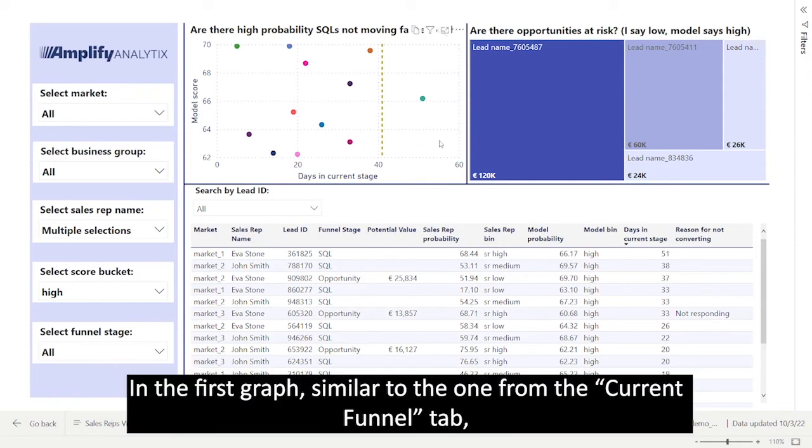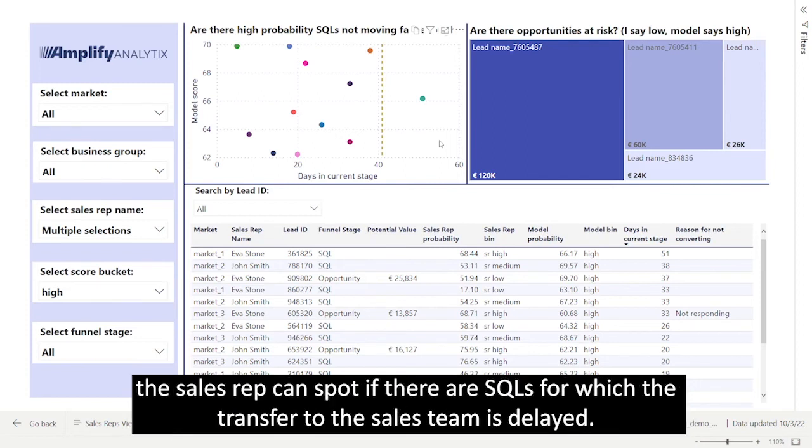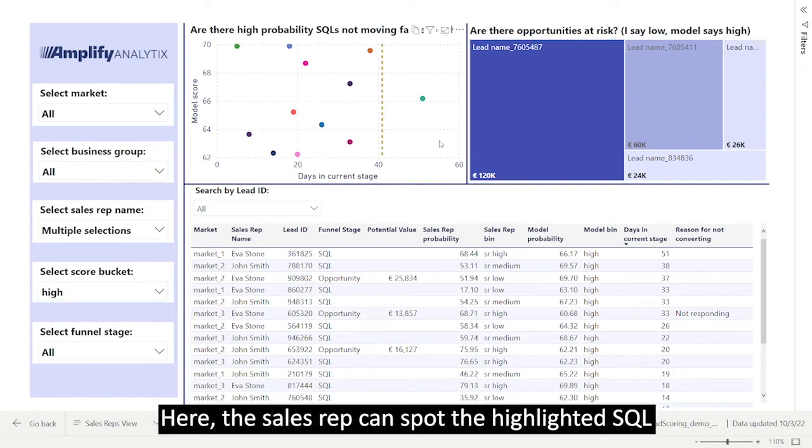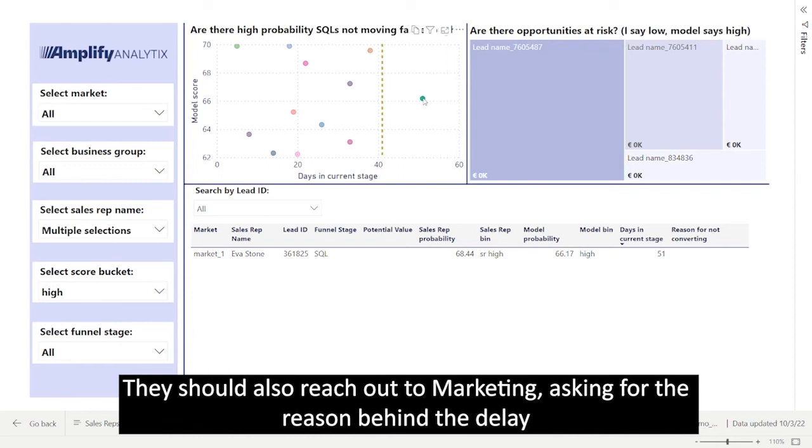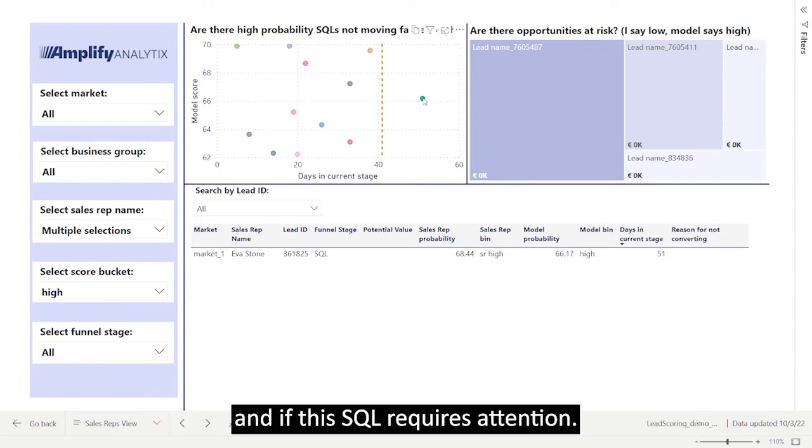In the first graph, similar to the one from the current funnel tab, the sales rep can spot if they have SQLs for which the transfer to the sales team is delayed. Here, the sales rep can spot the highlighted SQL and get more information from the table below. They should also reach out to marketing, asking for the reason behind the delay and if this SQL requires attention.